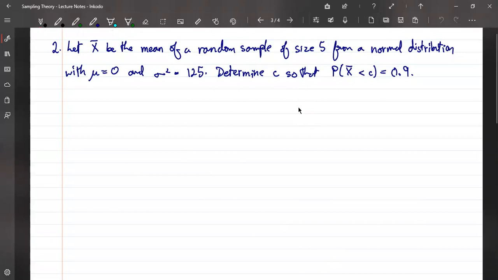The next one, very similar. Again, you are given the sample size, 5 in this case, and population mean is 0, population variance is 125, and the population is normal. So X does follow a normal distribution.